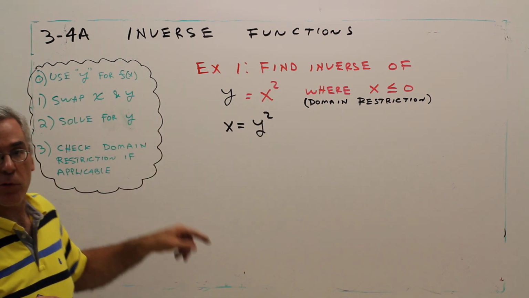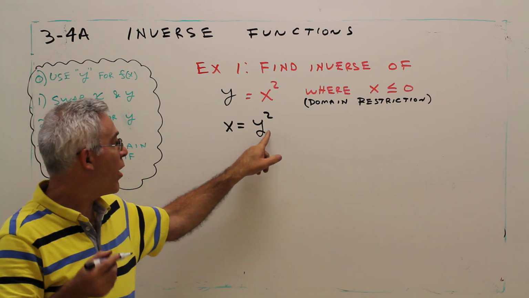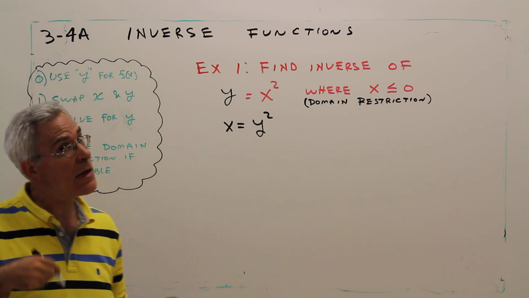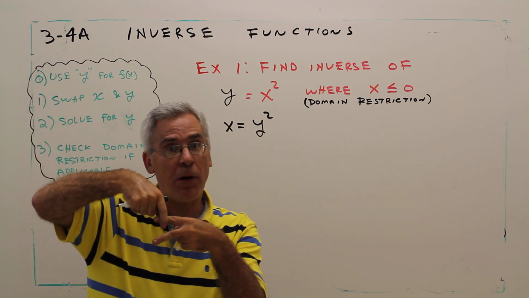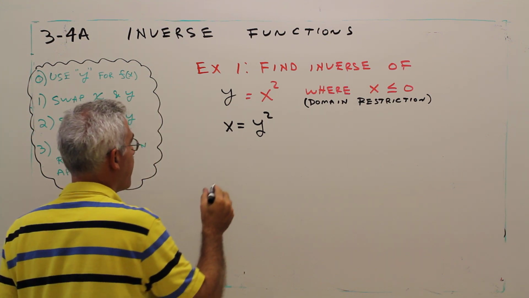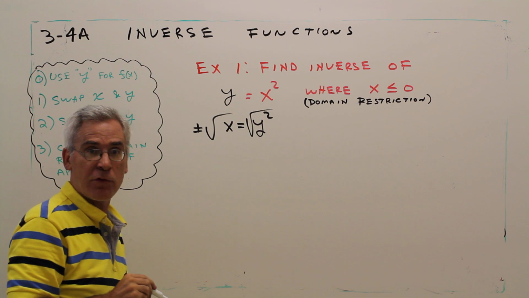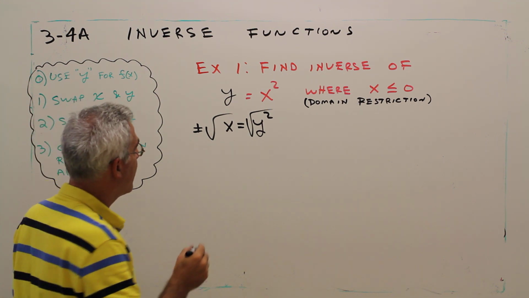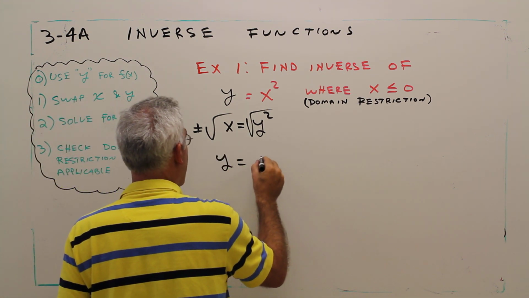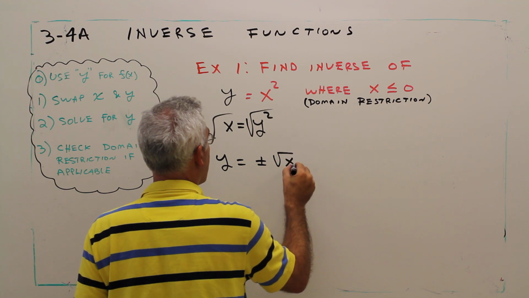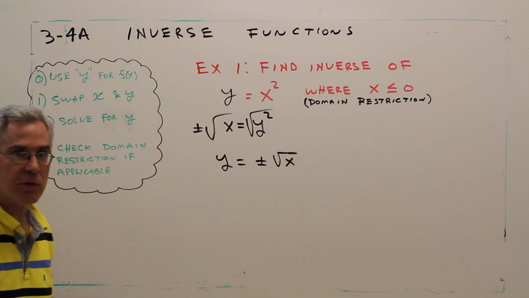And then what we want to do is solve for y. What undoes squaring? Not just square rooting, but plus or minus square rooting. So if I square root this side, I must plus or minus square root that side. So we'll end up with y equals plus or minus the square root of x.